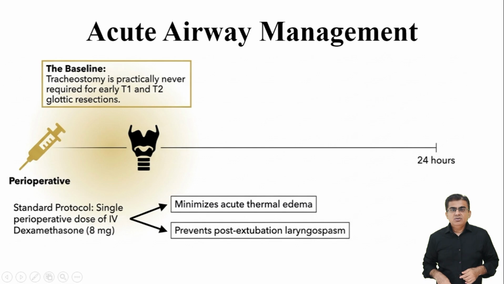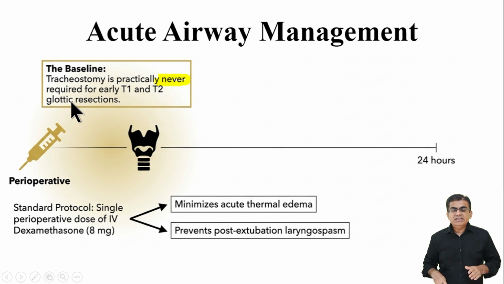Let us begin by looking at how we safely manage the patient's airway immediately after the laser surgery. First, look at the very clear baseline rule. We practically never perform a tracheostomy for early T1 and T2 glottic resections. Avoiding a surgical airway hole in the neck is one of our primary goals when we choose this procedure. If you think a patient's airway is so bad that they need a pre-operative tracheostomy, you should strongly consider radiation therapy instead.